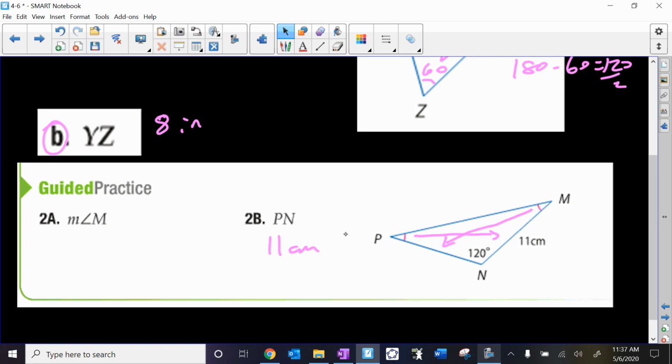11 centimeters. In order to find angle M, we're going to subtract 120 from 180 right off the bat to get a 60. So P and M together are 60. Since they're equal, we're going to divide it by 2. It's going to get us 30 degrees.